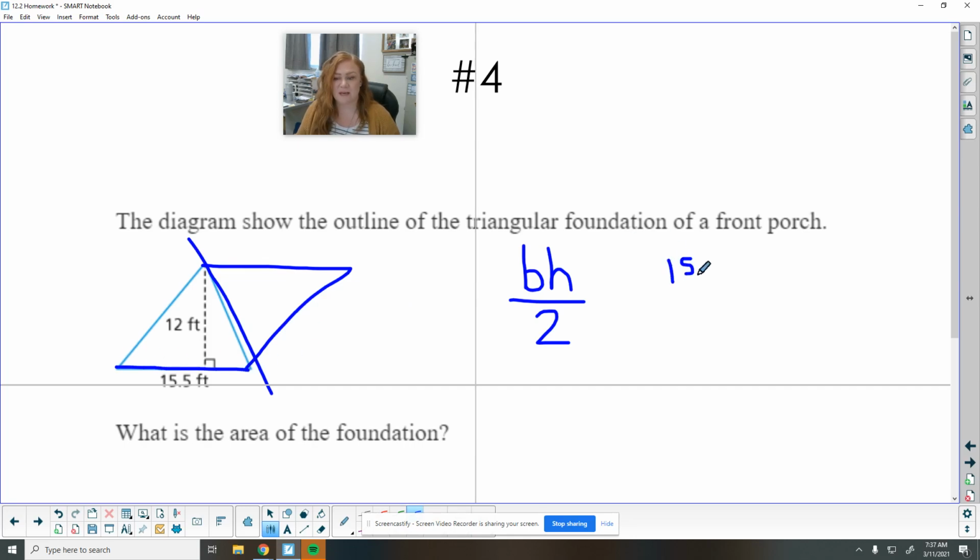So 15.5 times the height is off this right angle right here is 12. So we're going to do 15.5 times by 12. Don't forget about your decimal. And then we're going to divide that by 2. And that will tell us our area in square feet.